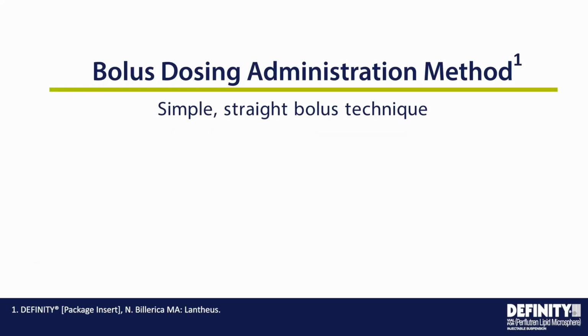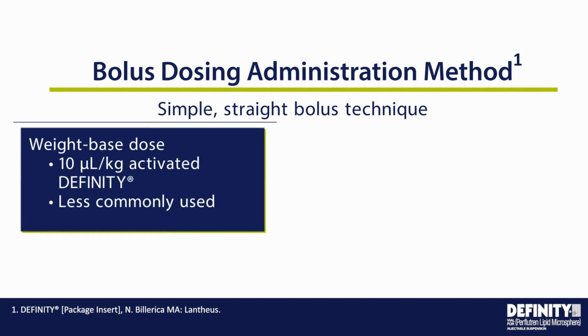The bolus dosing administration method is a simple, straight bolus technique. This method of administration utilizes a weight-based dose of 10 microliters per kilogram of activated DEFINITY that is slowly injected, followed by a saline flush. The administration of a full weight-based dose of activated DEFINITY was established in clinical trials using fundamental imaging.